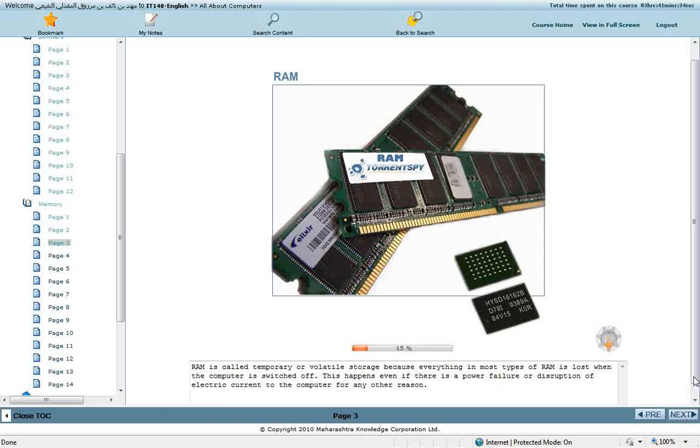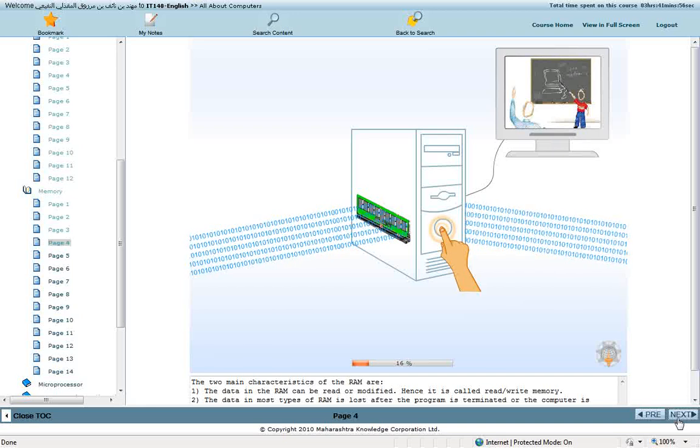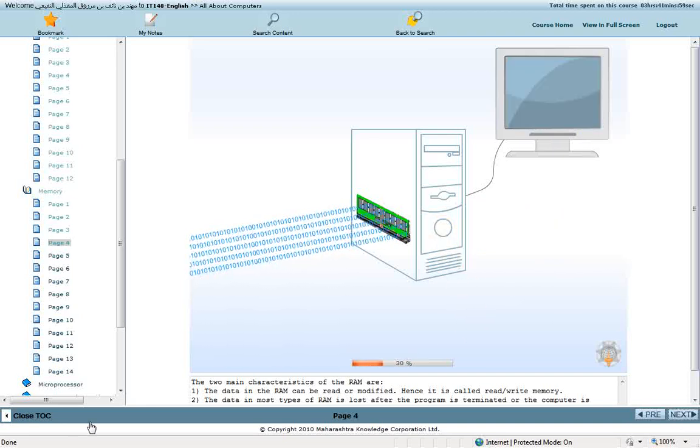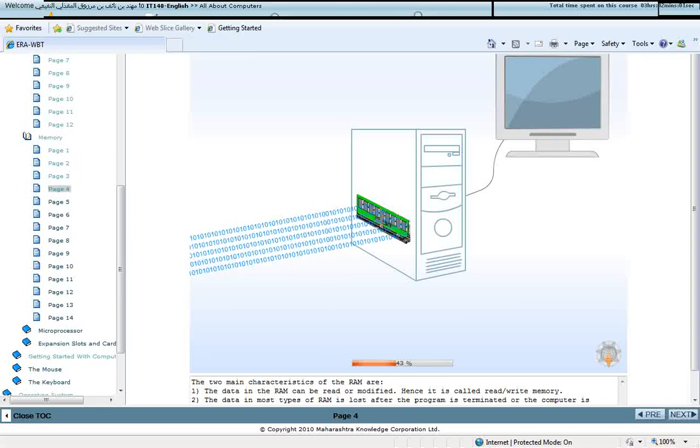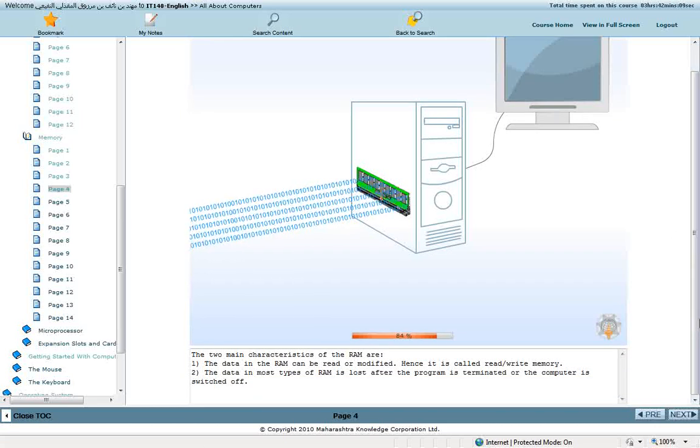RAM is called temporary or volatile storage because everything in most types of RAM is lost when the computer is switched off. This happens even if there is a power failure or disruption of electric current to the computer for any other reason. The two main characteristics of the RAM are: the data in the RAM can be read or modified, hence it is called read-write memory. The data in most types of RAM is lost after the program is terminated or the computer is switched off.